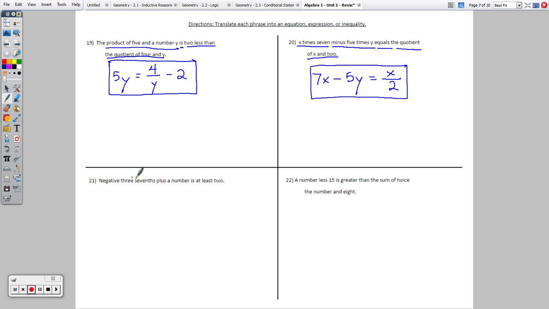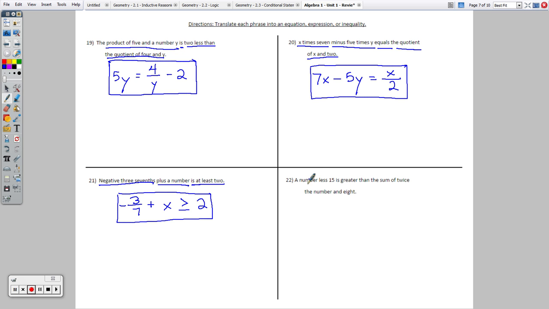21, negative 3/7. Negative 3/7 looks like that, plus a number. If we don't know what that number is, we can use whatever variable we want. I'll go with x, and then it equals, but here it says at least 2, so I was a little preemptive there in what I wrote. So it is at least 2. Let's put that all together. So that means it could equal 2 or it could be higher than 2. So this is the sign we would use for that, greater than or equal to 2.